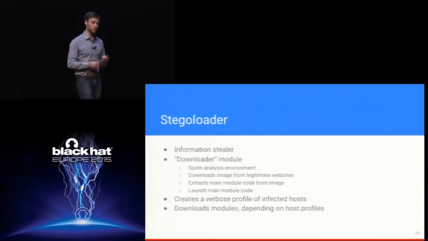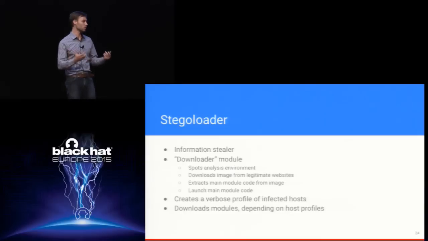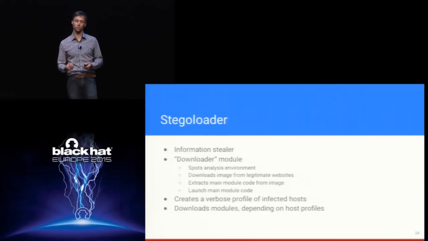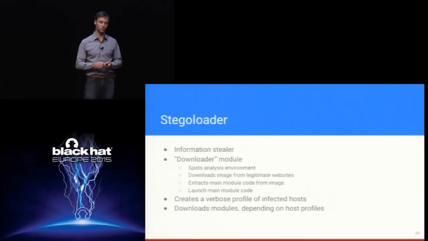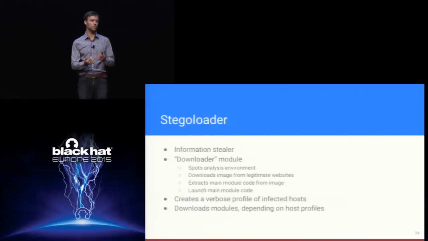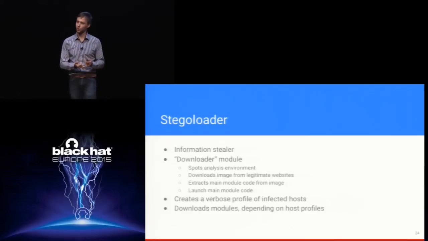It then downloads an image from a legitimate website, and this is something new. It extracts the main module code from the image. Compared to Lurk and Gozi, which were extracting only URLs from the images, in this case Stegoloader extracts x86 code from the image, and then directly launches the main module code from memory. So the images don't touch disk, and the code for the main module never touches the disk either.